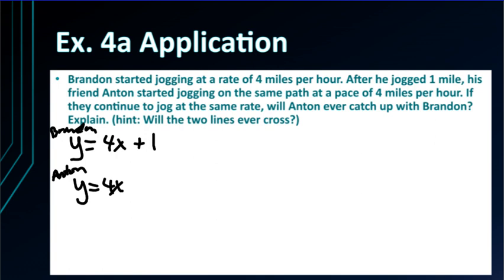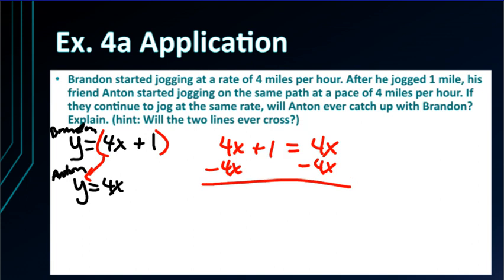Well, let's see if the two lines will ever cross. So if they both equal y, I can make them both equal to each other. So I have 4x plus 1 equaling 4x. Let's solve to get all the x's to one side, so I'm going to subtract 4x on both sides. And I have 1 equaling 0. 1 does not equal 0.